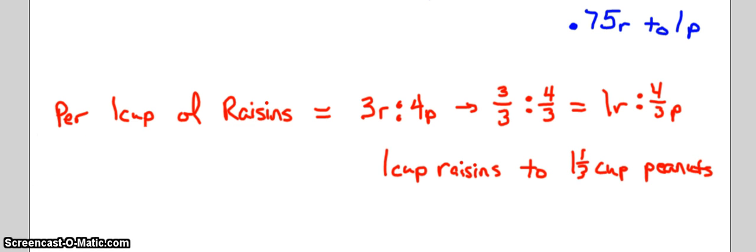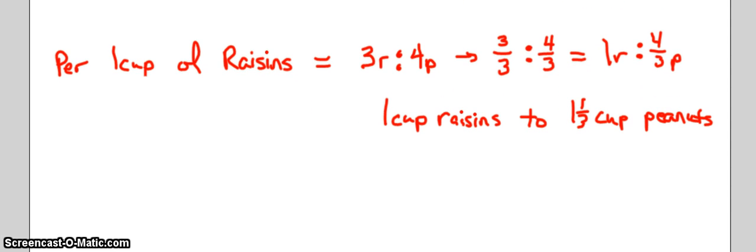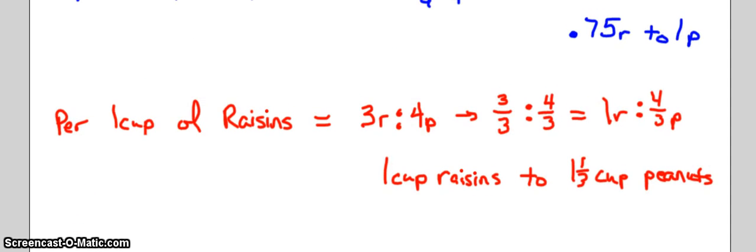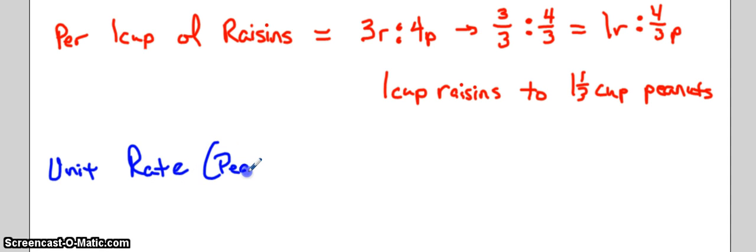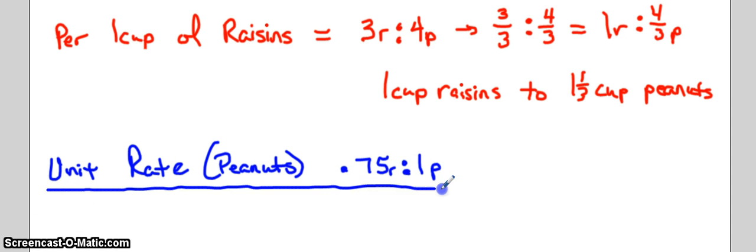Now what we can do with this information is very simple. We can create a table. So I'm going to go back and we're going to use the unit rate for peanuts. And that was 0.75 to 1 peanut, and then this should be a raisin. And we're going to create a table.